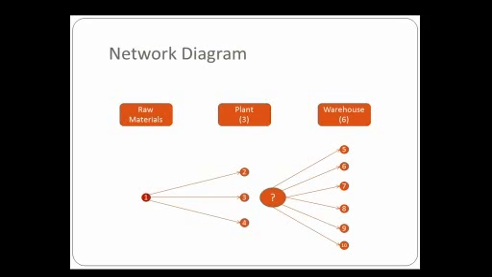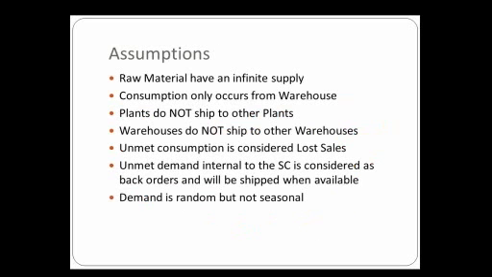That question mark is the question that we're trying to answer with the mixed integer programming model. So again, some of the assumptions, I've already covered the first 2. Then we have plants do not ship to other plants, or warehouses do not ship to other warehouses. That's just an assumption that we make to make the modeling simpler. Could be modeled, but we didn't.